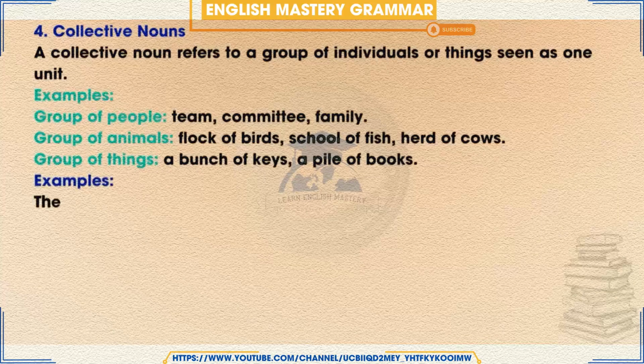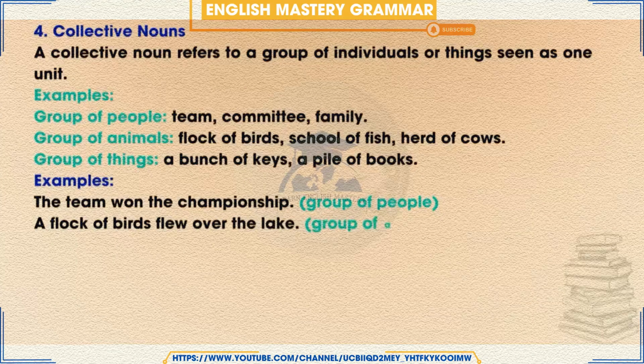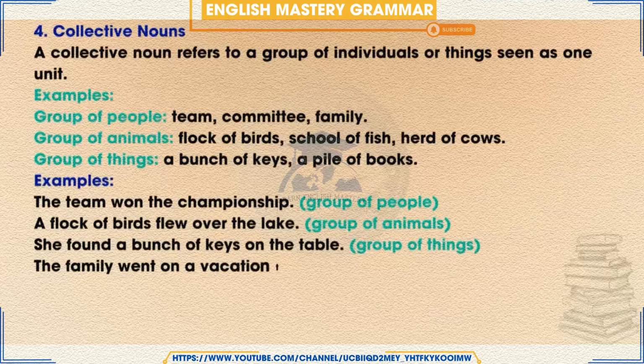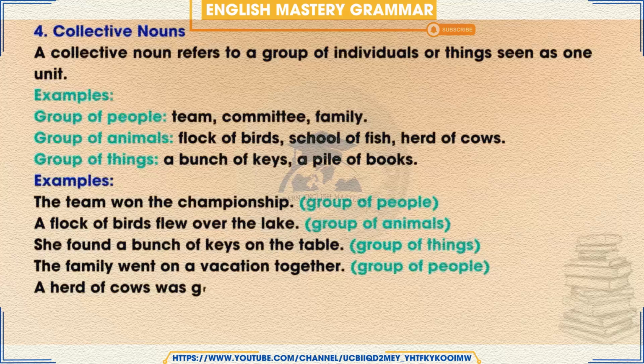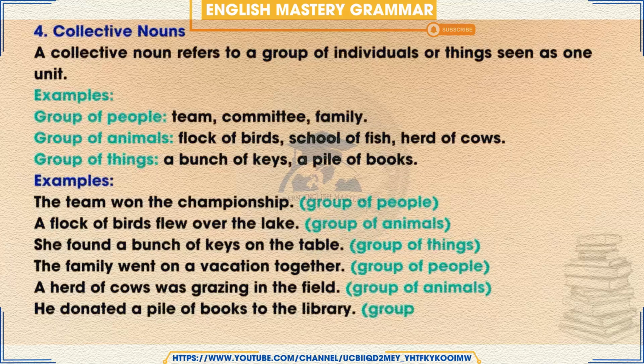Examples: The team won the championship. Group of people. A flock of birds flew over the lake. Group of animals. She found a bunch of keys on the table. Group of things. The family went on a vacation together. Group of people. A herd of cows was grazing in the field. Group of animals. He donated a pile of books to the library. Group of things.